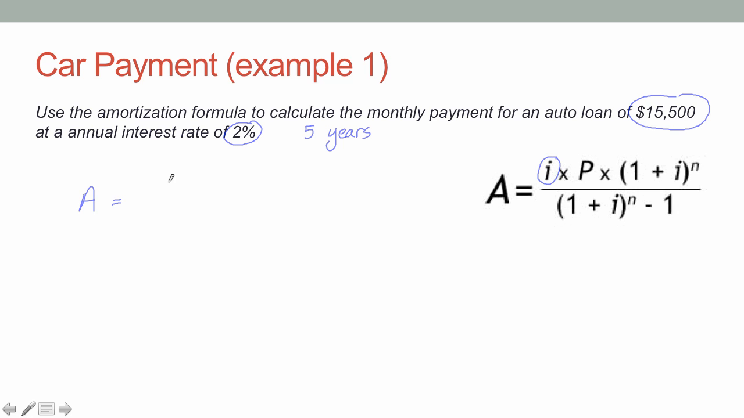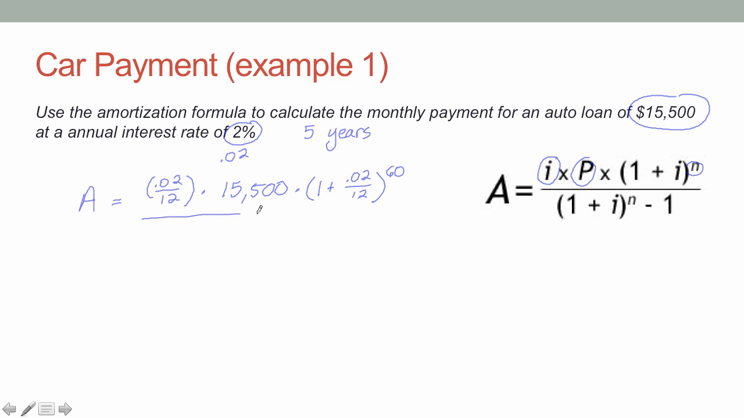So our annual interest is 2%, so I need to take the 0.02 and divide it by 12 and put that in for I. So 0.02 divided by 12 times P, my principal, so that's multiplied by $15,500, times 1 plus I, so it's the same 0.02 divided by 12 times to the n power. So I need to use exponent. N is for 5 years times 12 months and 5 years. So I need to take it to the 60th power. There's everything on the top.